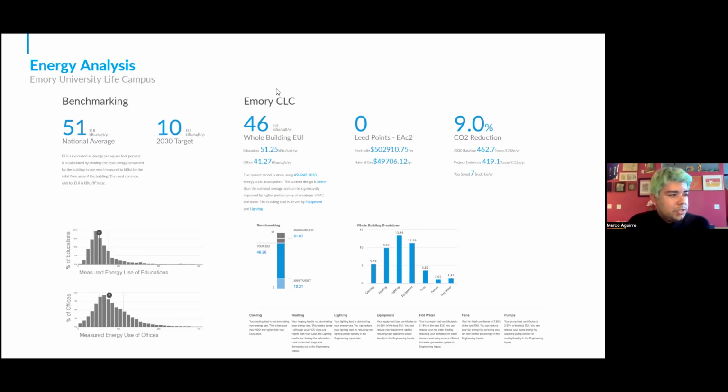So you can see the building started at a 46 EUI, no LEED points. You can see the utility costs, and currently just with the difference of a standard building and a code compliant building, we already saw 9% carbon emissions reduction.